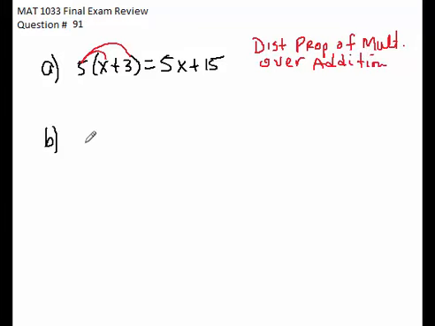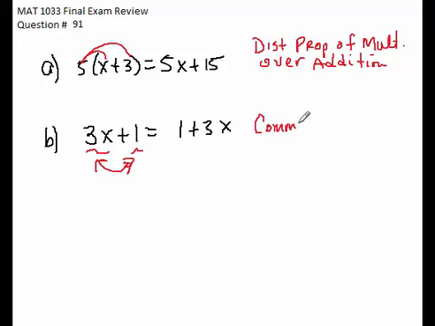In B, we've got 3x plus 1 equals 1 plus 3x. And again, how do we get the right side from the left side? Well, if you'll notice, the terms have actually switched positions. And that means that 1 switched places with 3x, or they commuted around addition. So this is the commutative property of addition.